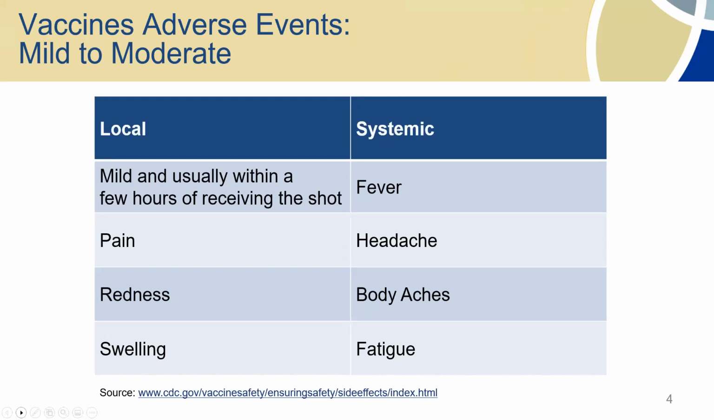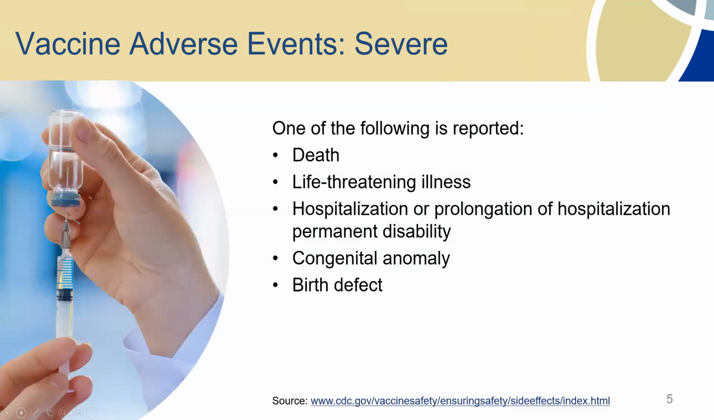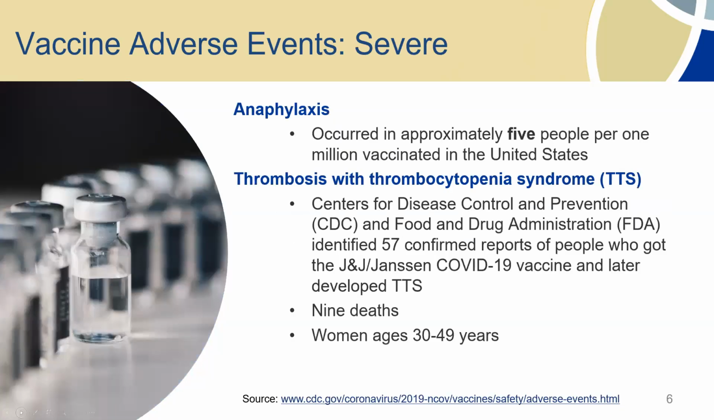Next slide, please. So this is the list of adverse events that are considered severe. If you look at the CDC and what they're classifying as severe, I'm not going to read through those, but I am going to talk on the next slide about some of the rates of these severe events that we're seeing with the COVID-19 vaccines.